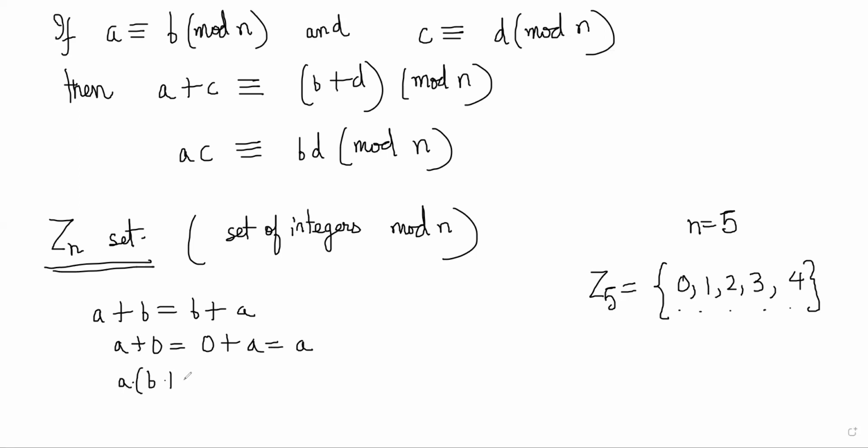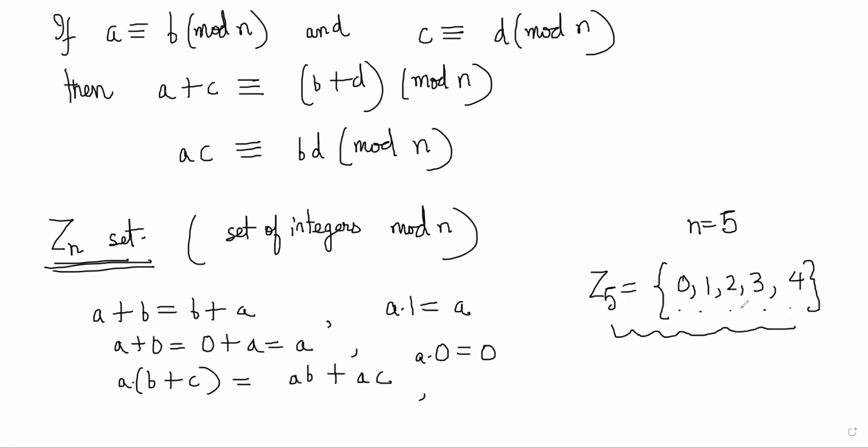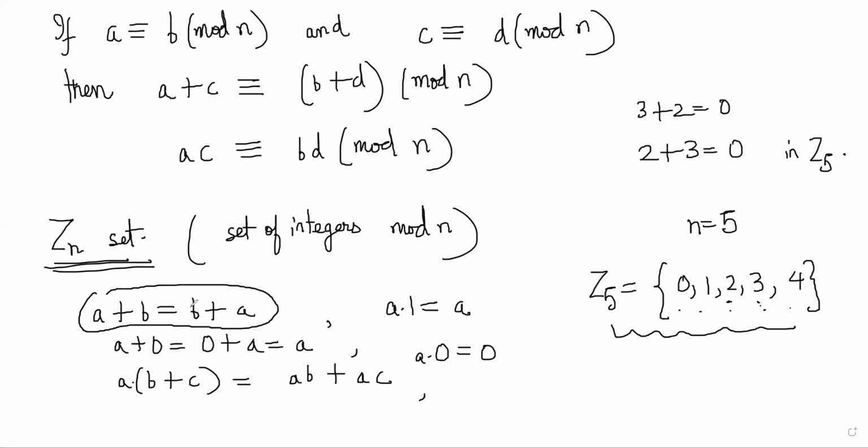Also, a into (b plus c) is equal to ab plus ac. a into 1 is a. a into 0 is 0. So we can show all of these properties in this Zn set. So for example, let's try it out. So in Z5, can we add two numbers? So let's add 2 plus 3. 2 plus 3 is 0 in Z5, right? Because 2 plus 3 is 5, but 5 will fall in the 0 residue class, right? Similarly, we can show that 3 plus 2 is also 0. So we are proving this property here: a plus b is b plus a, right?